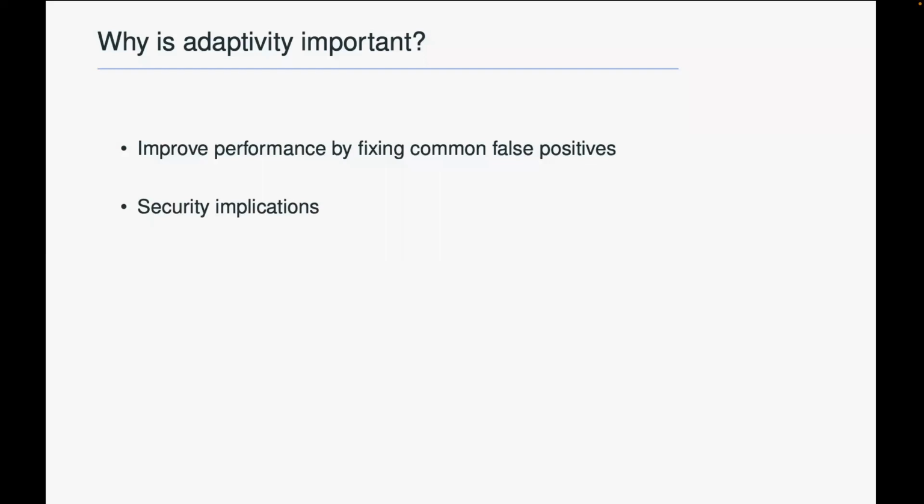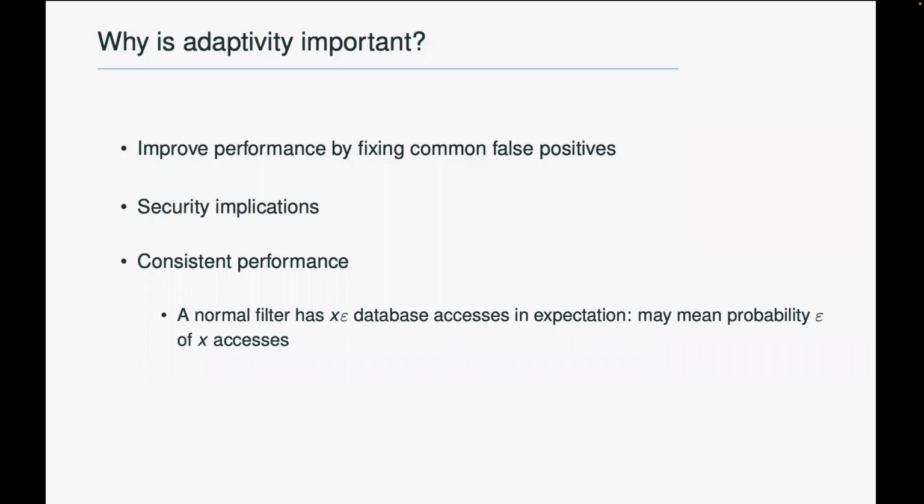There are security implications. It's not usually a good idea to allow your users to slow down your database, just on principle. It's also good for consistent performance. With a normal filter, by linearity of expectation, if I have X queries, I'm going to have X epsilon database accesses in expectation. In particular, if all X accesses are to the same element, I have probability epsilon of X accesses and probability 1 minus epsilon of 0.